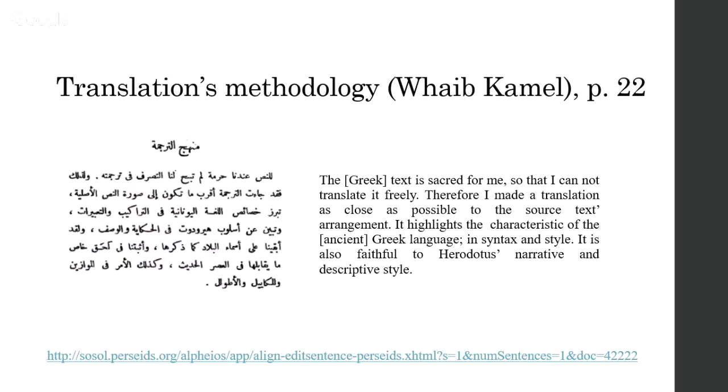He says that it highlights the characteristic of the ancient Greek language in syntax and style. So he is trying to give us a reason why he did this. It is also faithful to Herodotus' narrative and descriptive style. So he has a reason here to preserve the arrangement of the Greek language. One has to do with the language itself, its syntax, its style, and another reason has to do with the author he is translating, I mean Herodotus.